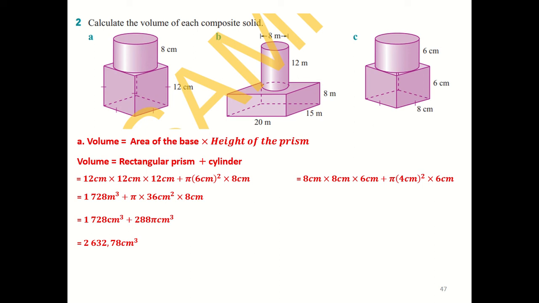Now for C, please note that I don't have a cube because the length and the breadth of the given rectangular prism are equal, but the height is not the same. Now that is not a cube, it is a rectangular prism. You will simply take 8 multiplied by 8 multiplied by the height of the rectangular prism, which is 6 centimeters. Obviously you'll realize that the edges of the cylinder lie on the edges of the rectangular prism. Therefore we're going to say the diameter of the cylinder is simply the length of the given rectangular prism.